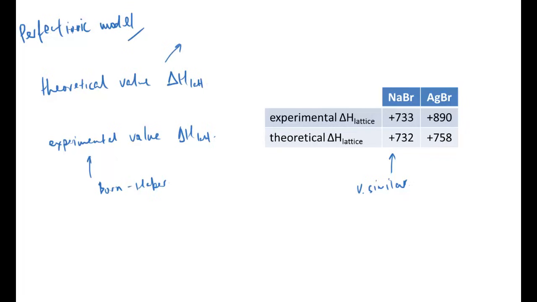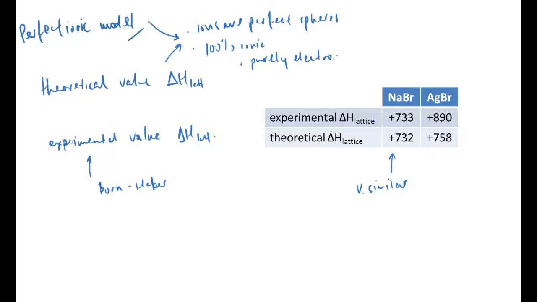What we need to focus on here is the idea of the perfect ionic model, and what that means is that these theoretical values are based on a few key points. The first one is that ions are perfect spheres. So what is the perfect ionic model? It's a model which assumes that ions are perfect spheres, that the bonds are 100% ionic, and that they are purely electrostatic attractions. There's no covalent interaction at all.